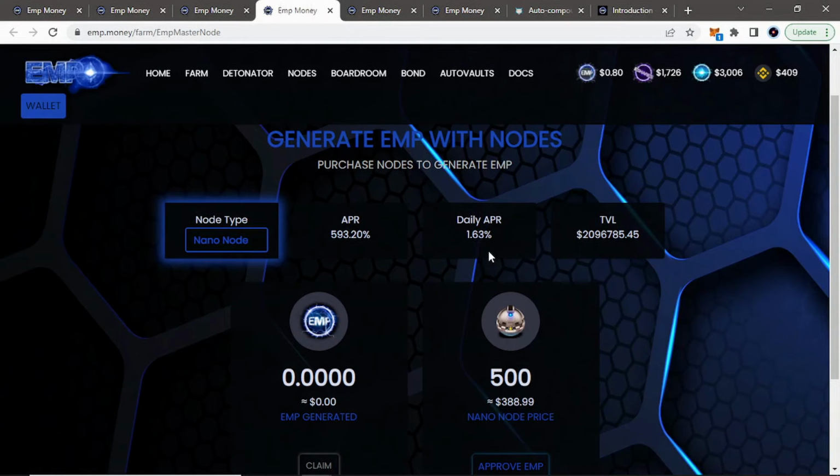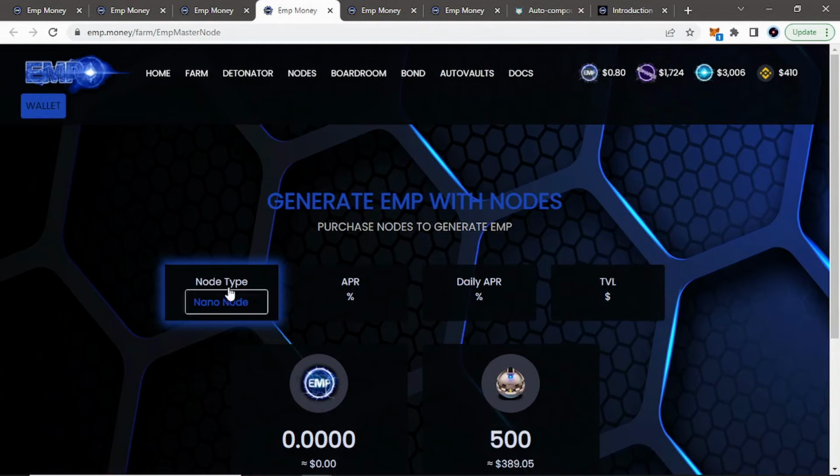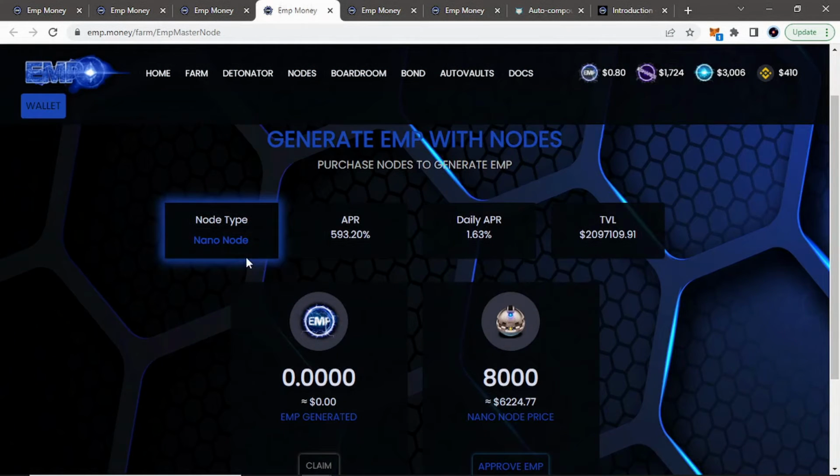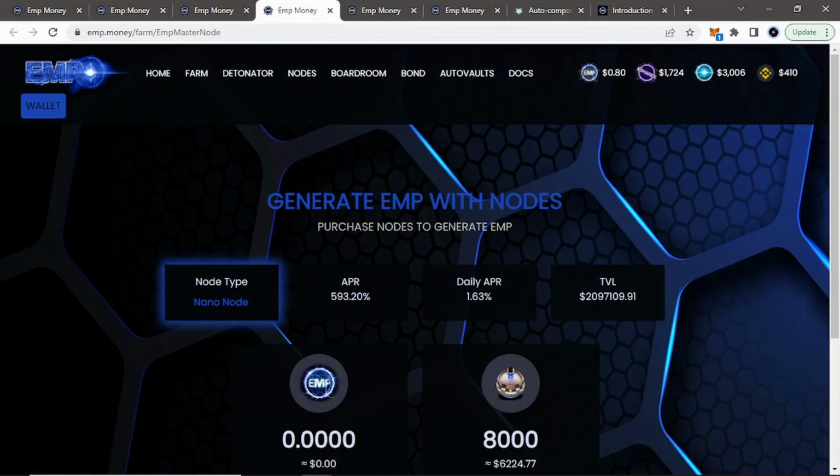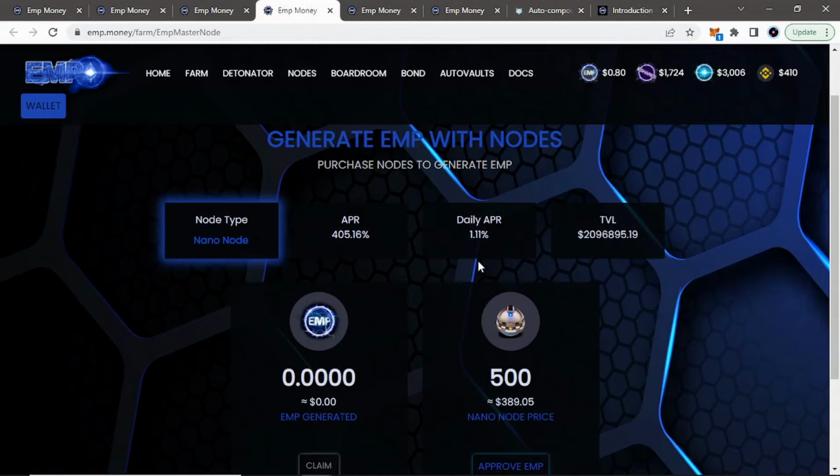Let's see if we can refresh it, because it is less if you go the smaller one, what I've seen. Let's see here, go nano. Anyway, you guys saw it. It is smaller. I don't know why it's there. Yeah, 1.11 for the smallest node. So the rate does go lower or higher based on what node you want.